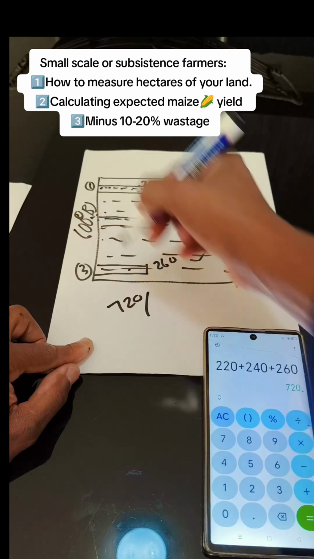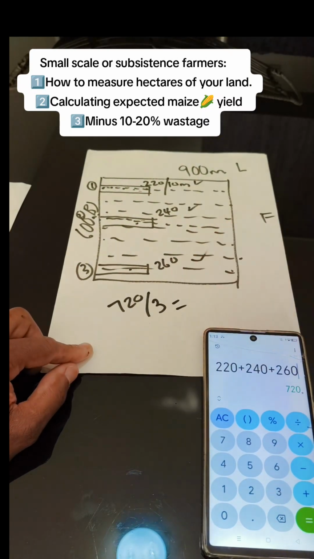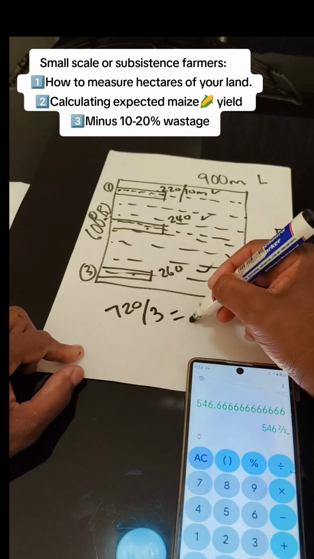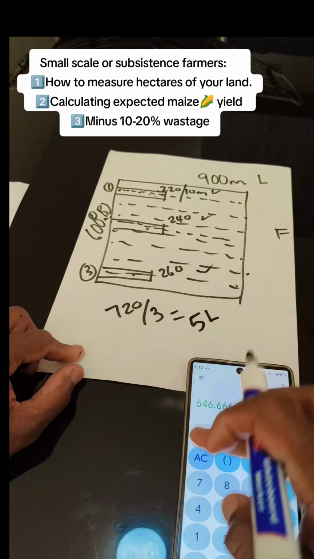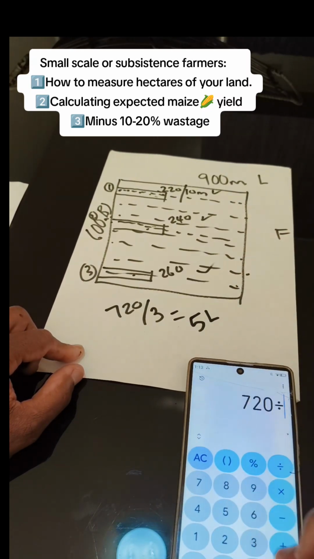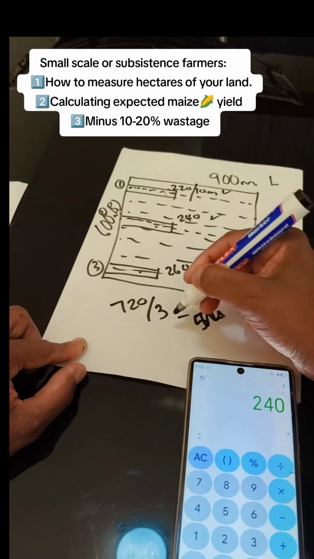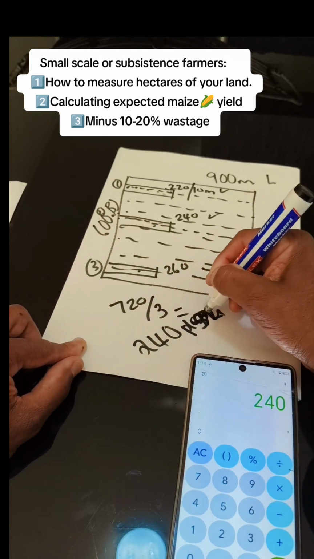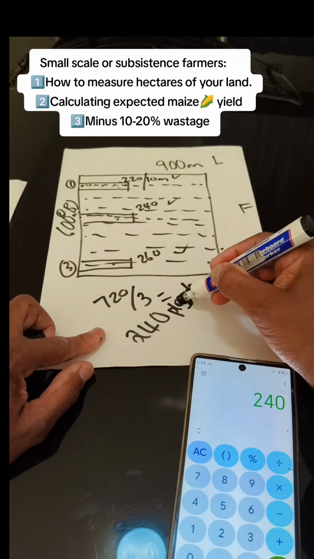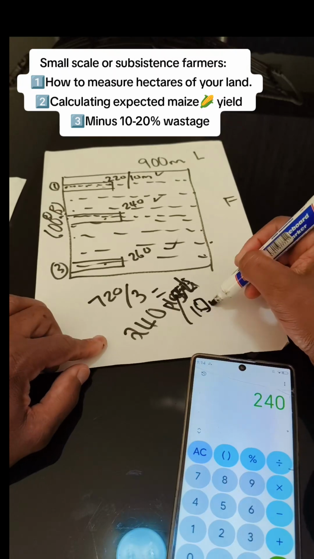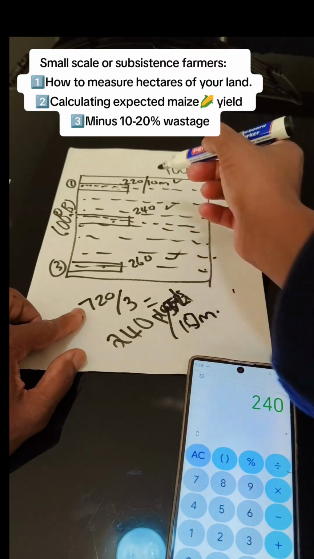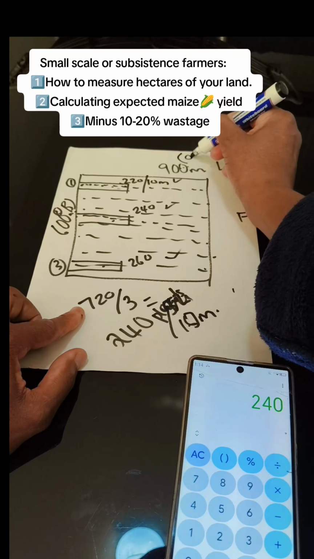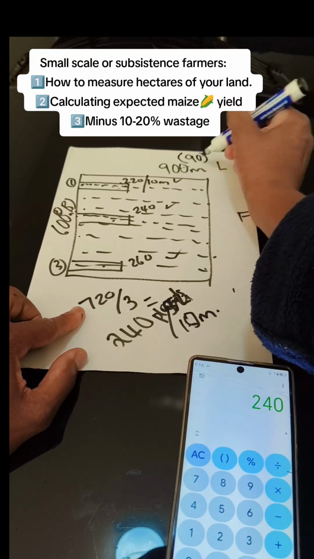Now you divide by the number of samples to get an average. 720 divided by 3 is 240. My apologies. You get an average of 240 plants per 10 meters. Now you ask, how many 10 meters go into 900? We know that 10 into 900 goes 90 times.